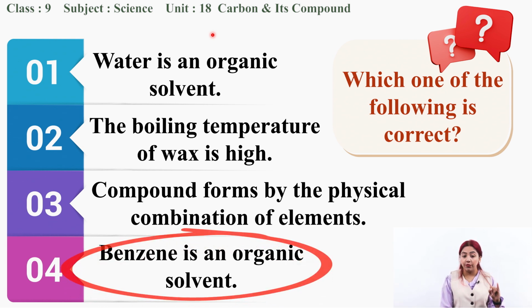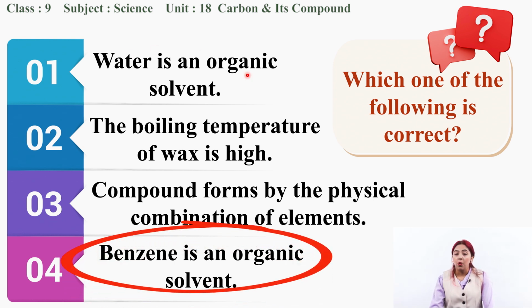Yes, it's option 4. Why? Because water is an inorganic solvent, so this is incorrect. The boiling temperature of wax is high. Now, wax, is it an organic or inorganic compound? Yes, it's an organic compound. So, organic compounds' boiling temperature is low. So, option second is also incorrect.